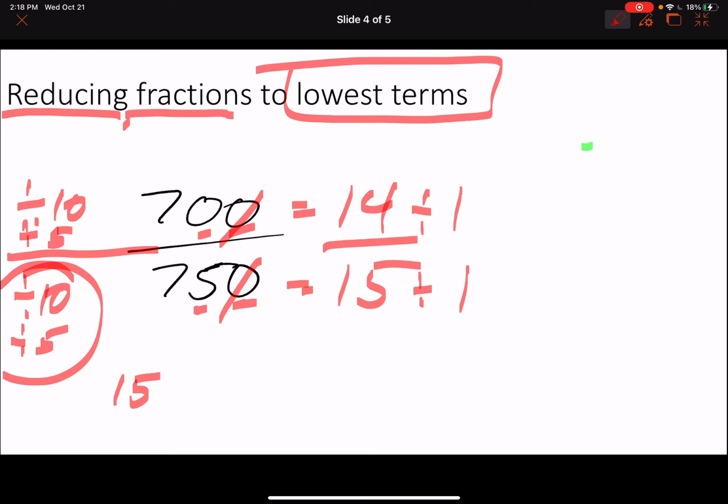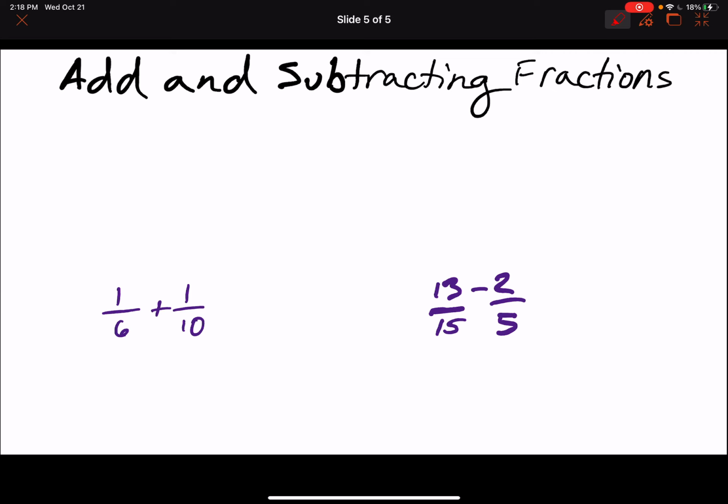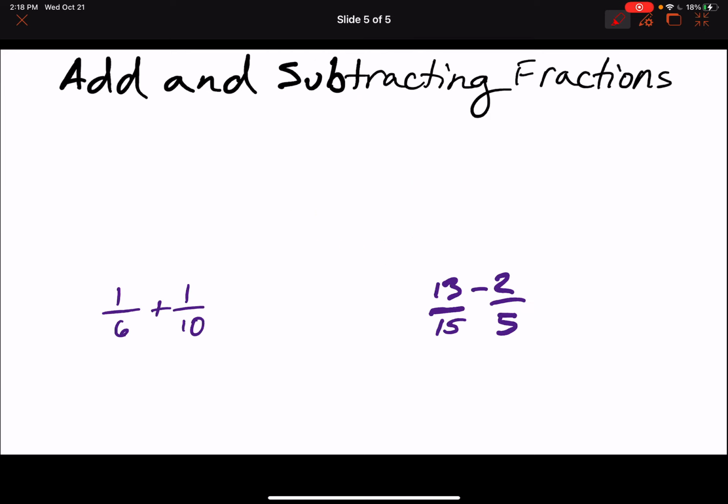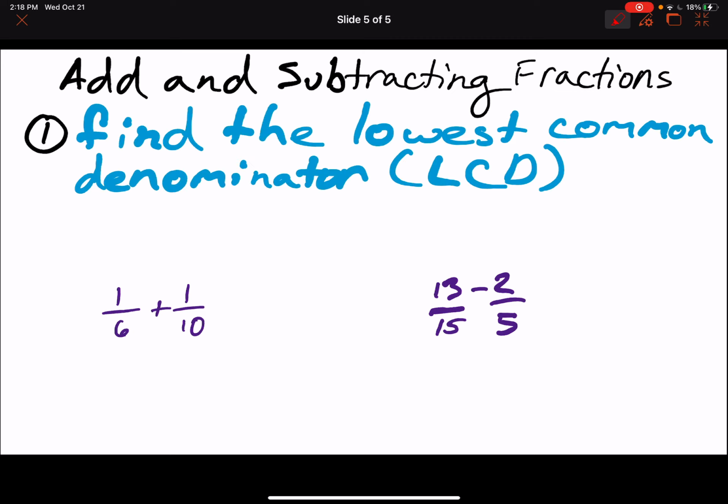All right, so I think that's it for that. Before you move on to the next section, go and practice doing this on the worksheet. Pause the video, and then come back and finish it off. So we're going to add and subtract some fractions, just reviewing what we've learned. What is the first step? Find the lowest common denominator.